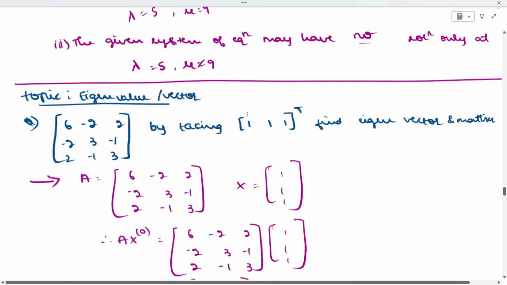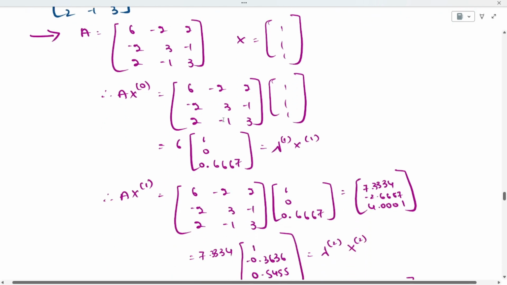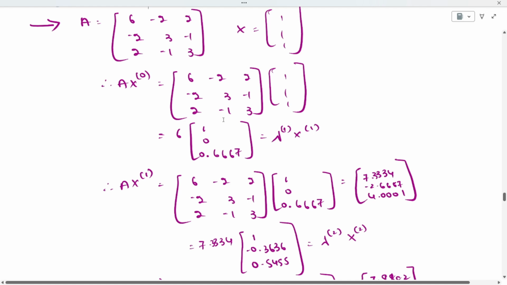Next we will try to solve about eigenvalue and eigenvector. They have given a matrix. By taking 1 1 1, find the eigenvector and matrix. Okay, we have to find the vector and the matrix. Now write down the matrix and x, they have given 1 1 1. Now you have to do it with respect to 0 1 2 3 up to the end. Okay, now you will multiply. That means you can take out 6 common.